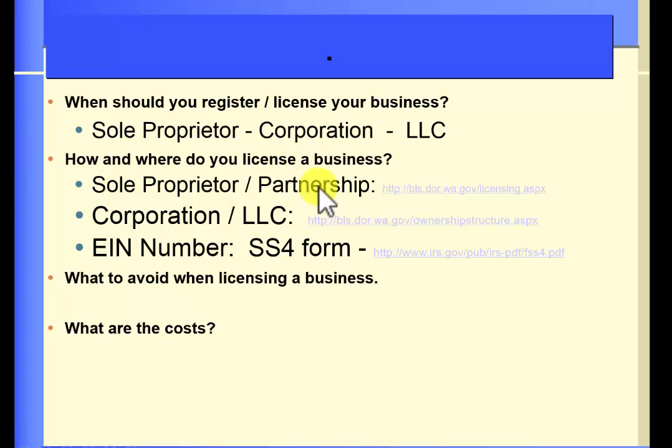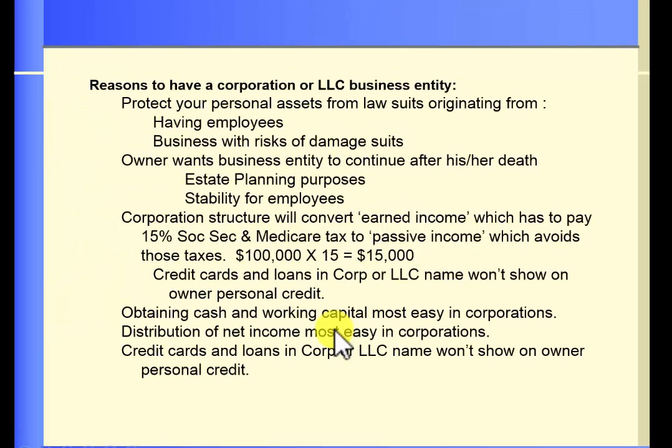How and where do you license for a business? Sole proprietor. I've provided the links here that you can go to get a license for a sole proprietor or partnership, like $40. You can do it in about 10 or 15 minutes. Similar for a corporation or an LLC, but depending on if you're doing a single owner, that's pretty simple. I have more information on that. And for getting your EIN number, you want to have that in any case because it's like your Social Security number for your business, and when you're applying for credit for your business, they want that EIN number. Okay, so let's move on here.